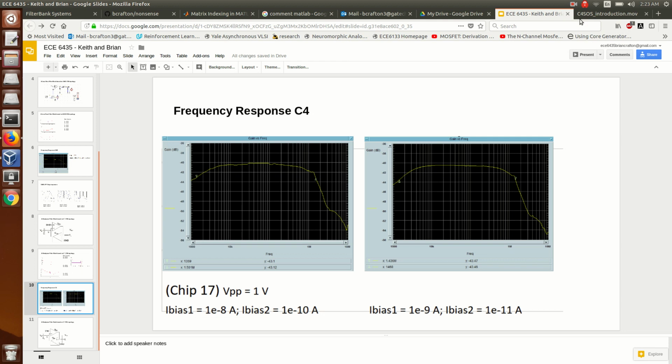So here are the frequency responses that Sitong gave us for the C4 on chip 17. As we can see here, you have the bandpass shape, but the gain is only negative 40 dB at the center frequency.